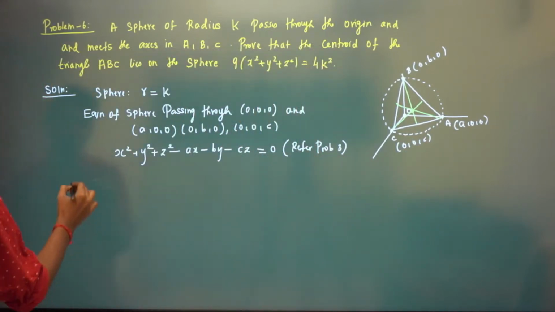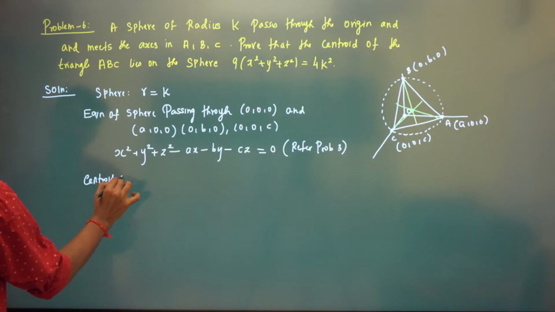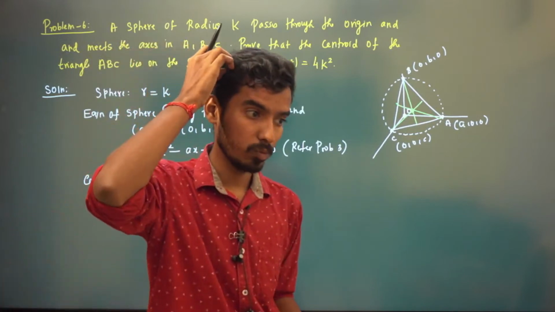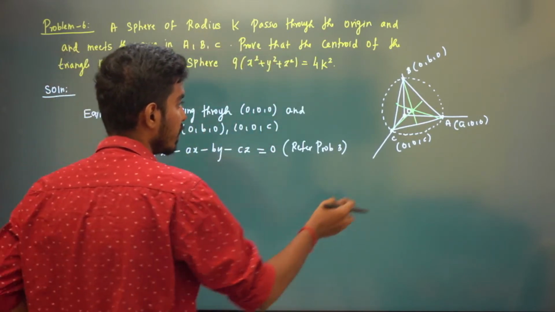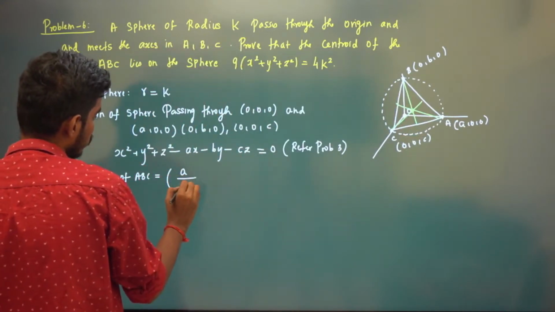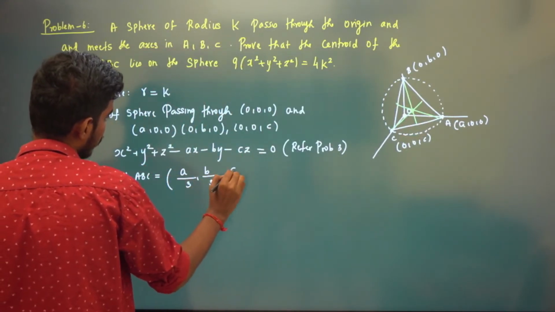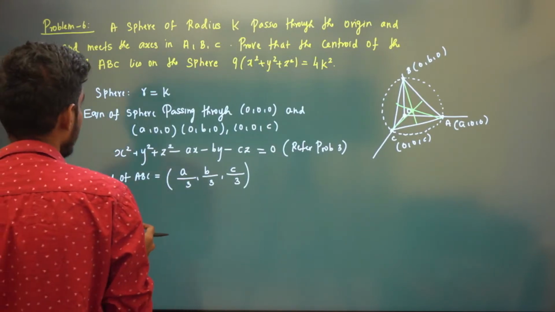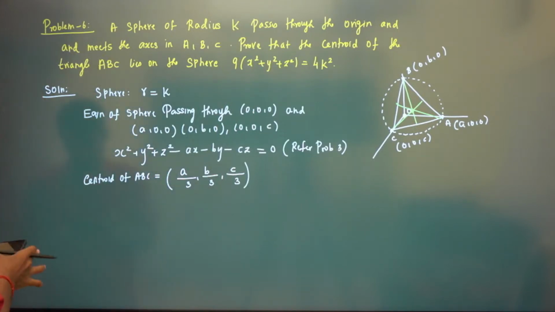Now what is the centroid? The centroid of the triangle ABC is given by (x1 plus x2 plus x3) by 3, (y1 plus y2 plus y3) by 3, (z1 plus z2 plus z3) by 3. So (a plus 0 plus 0) by 3, which is a by 3, b by 3, c by 3. This is the centroid of ABC. Now we need to show that the centroid lies on this sphere.